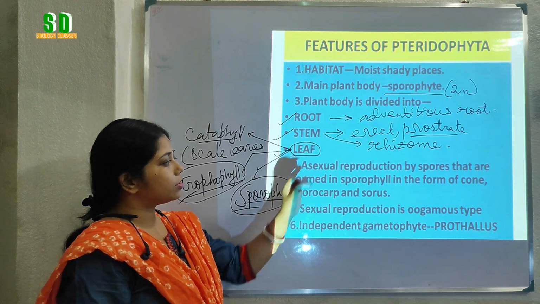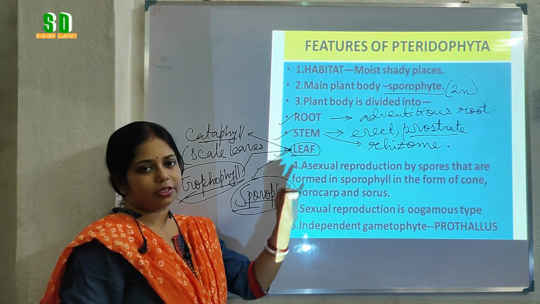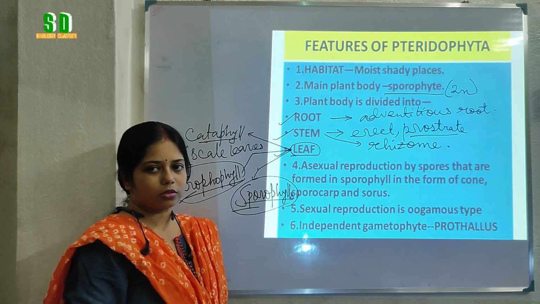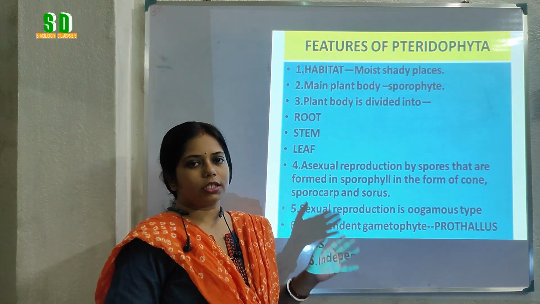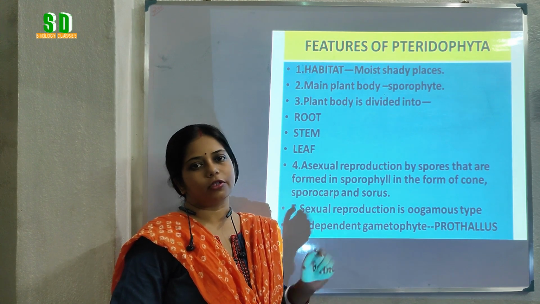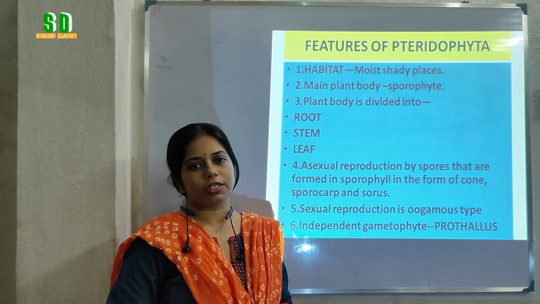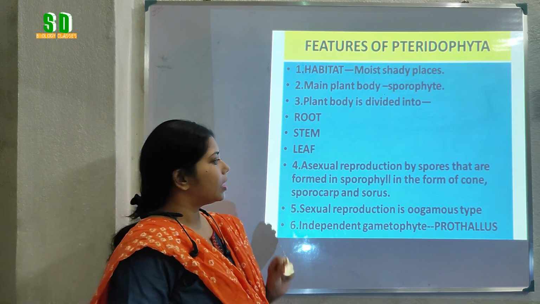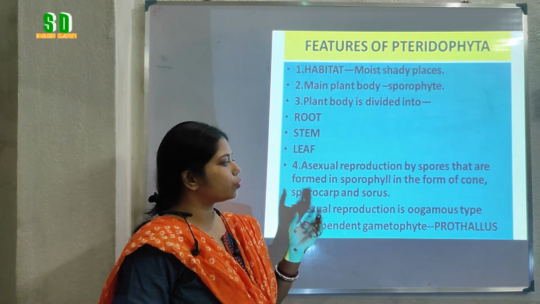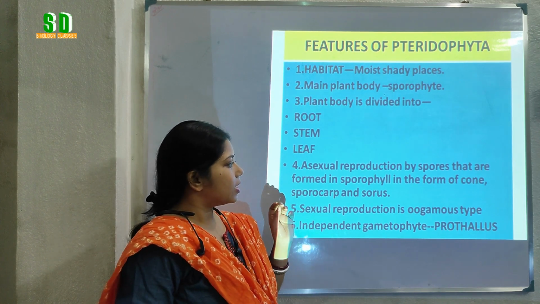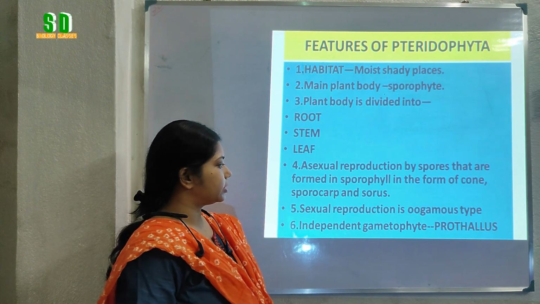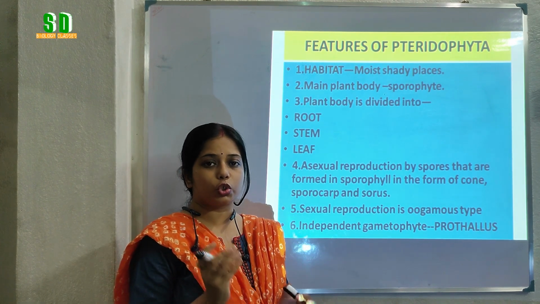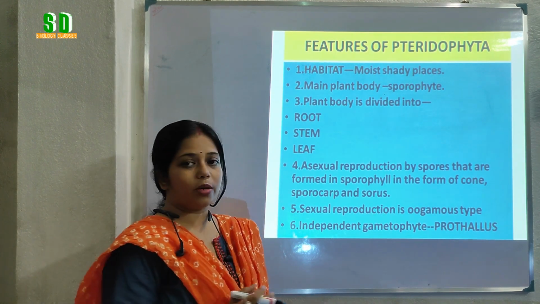Now we are going to discuss the asexual reproductive structures. Asexual reproduction occurs by spores. In Pteridophyta, asexual reproduction occurs by the production of spores. Spores are formed by meiosis within the sporangia. Spores can be produced within the sporophyll in the form of a cone-like structure, or in the form of a sporocarp, which is a hard stony structure, or in the form of a sorus.